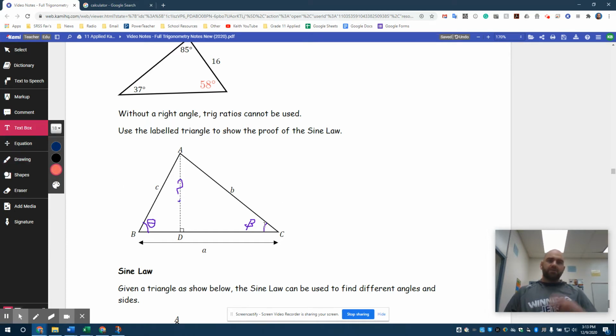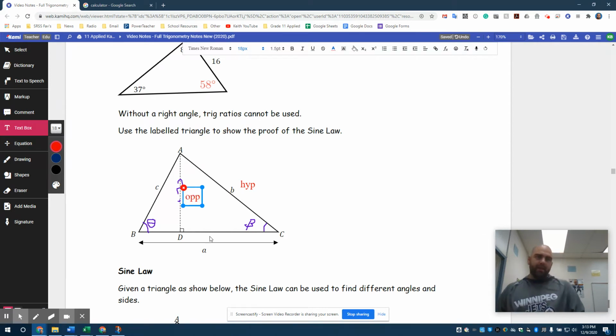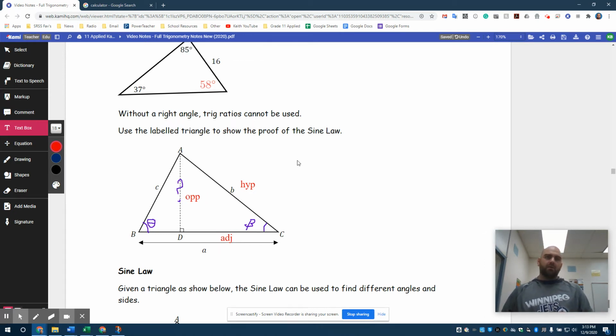Now, I'm going to start with angle C. If we're given angle C, there are a couple of things that we will know. We know that b is our hypotenuse. This is our opposite side. And down here, this is the adjacent side. So let's say I want to solve for the opposite side. I can come up with a little equation here, and I'm going to say sine of C is equal to the opposite, which I don't know, which is line segment AD.